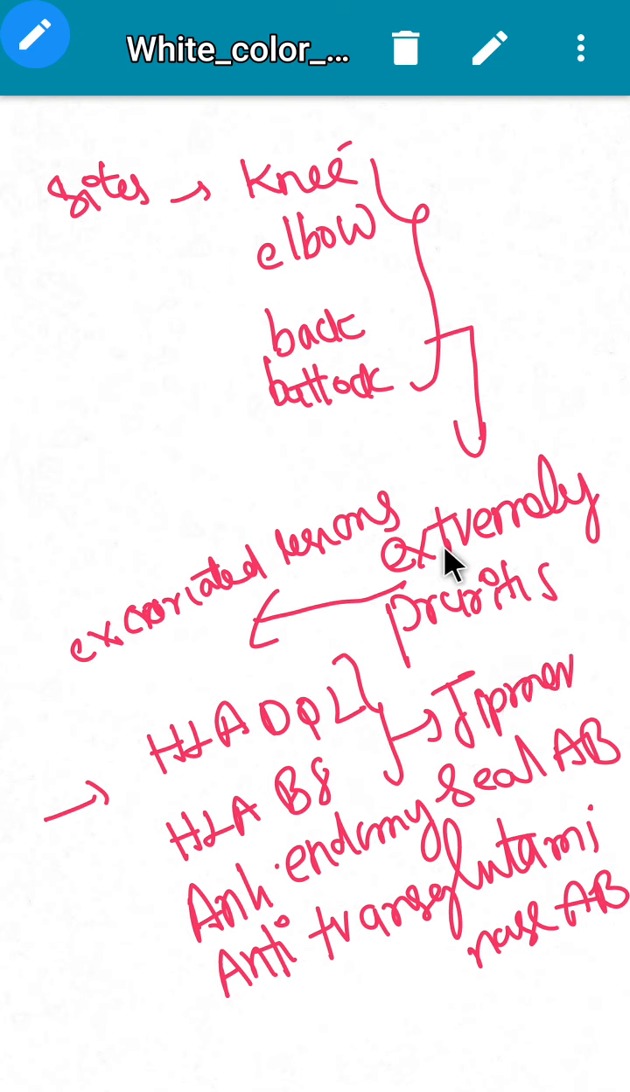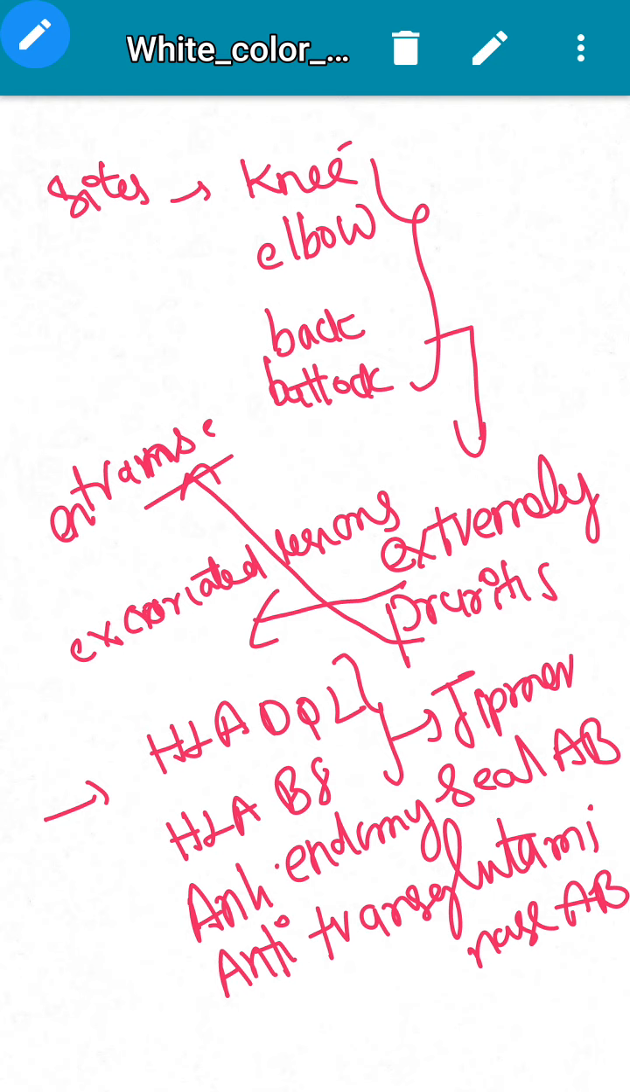And one more important thing is they are extremely pruritic. This also has been asked in JIPMER entrance exams. These things you have to remember. Clinically, as the lesions are extremely pruritic, they present with excoriated lesions, and the blisters are present mainly at elbow, knee, back, and buttock.